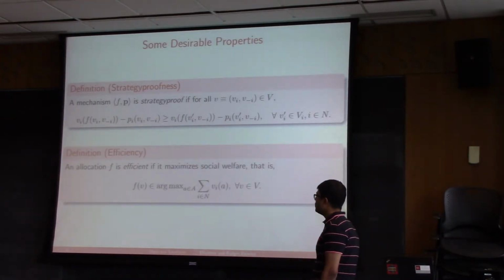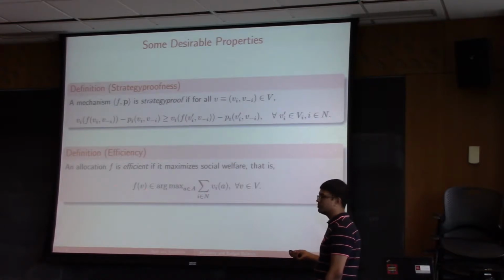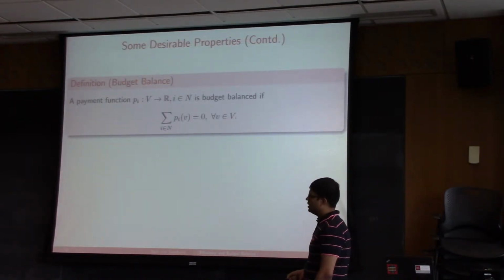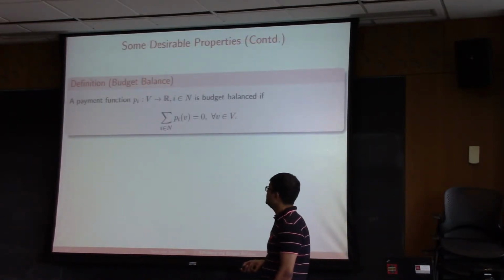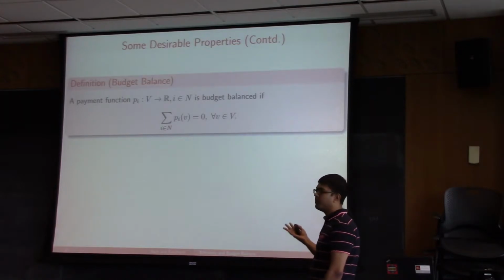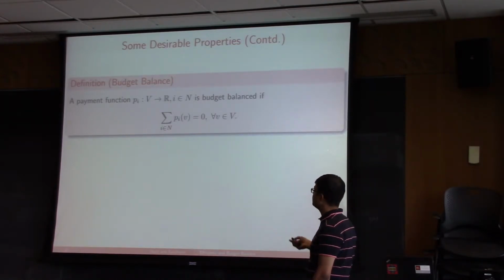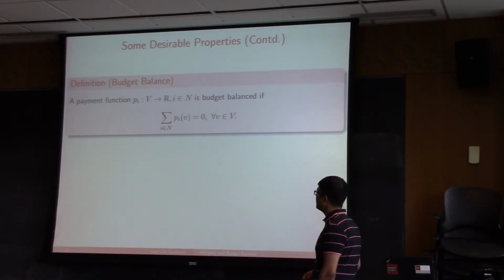The other property that we want is that of efficiency. The social choice function picks the alternative that maximizes the sum of the valuations of all the agents. The third property is that of budget balance. The sum of the payments is 0 for every valuation profile, for every v.